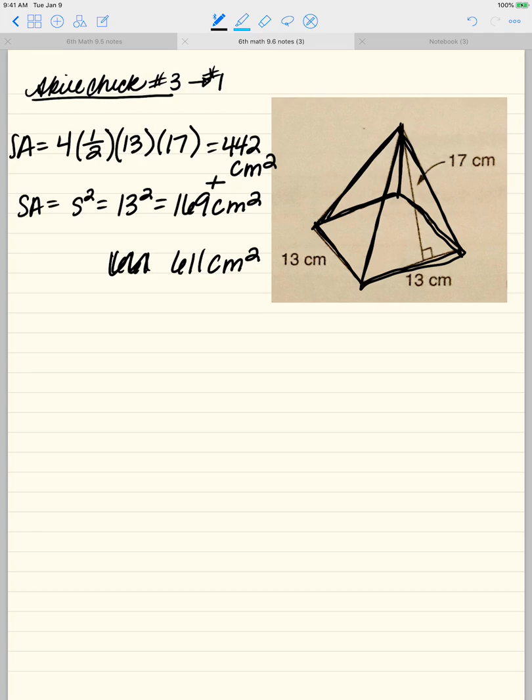Challenge yourself. And you know what? That is actually not number 1. That's number 2 in box skill check number 3. Sorry. That should be number 2. Challenge yourself to do number 1. And hopefully, when you do, you arrive at the answer of 64 meters squared.